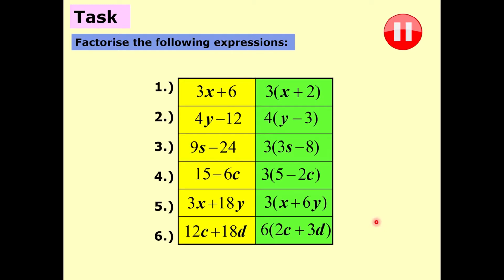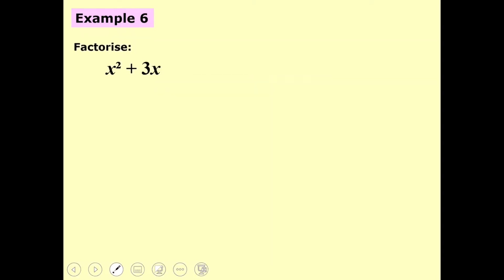Okay, so 2 more examples. First one looks like this. So we're being asked to factorise x squared plus 3x. So this time, in all those previous examples, our common factor that we're using on the outside of our bracket was a number, but it could be a letter, and this is going to be the case here.